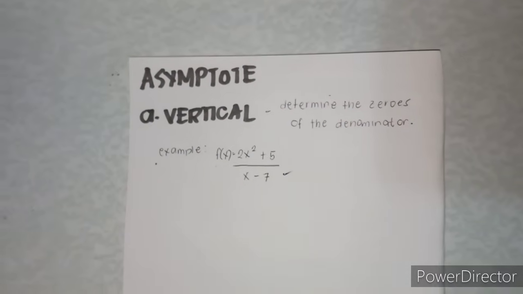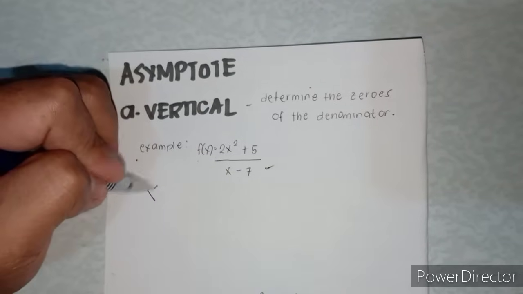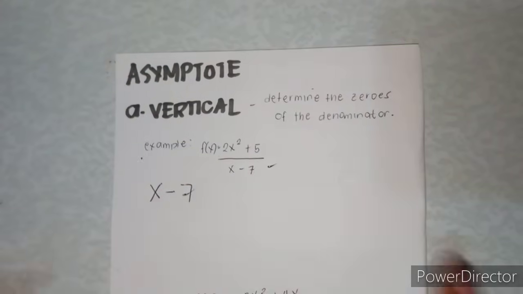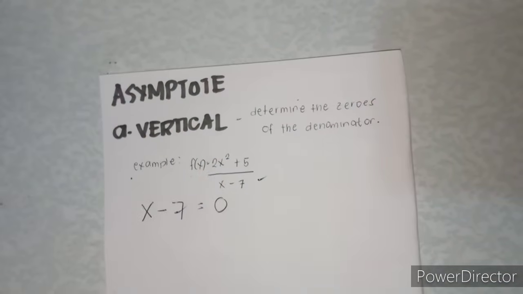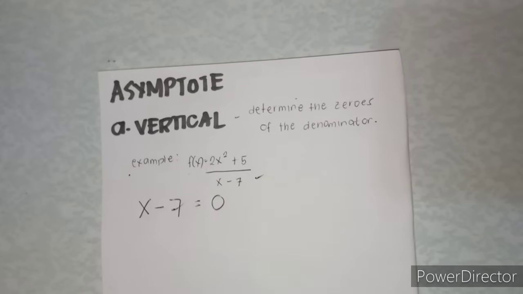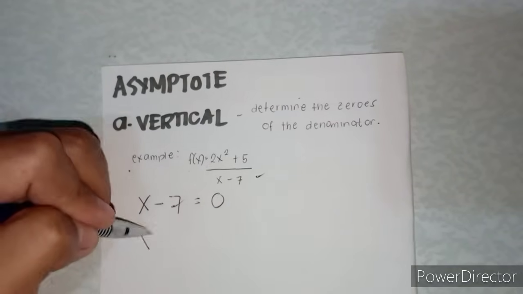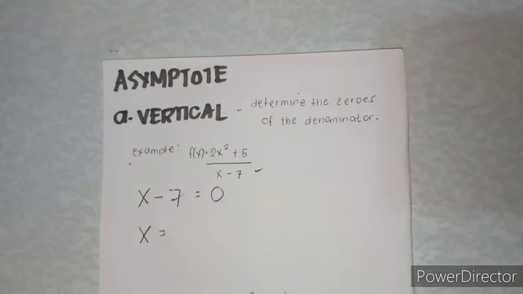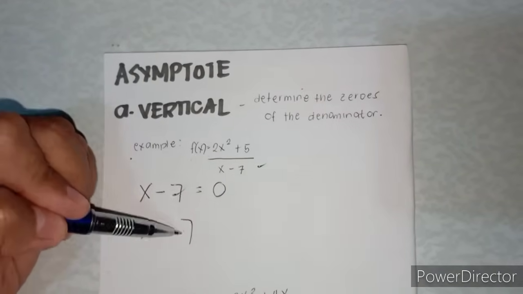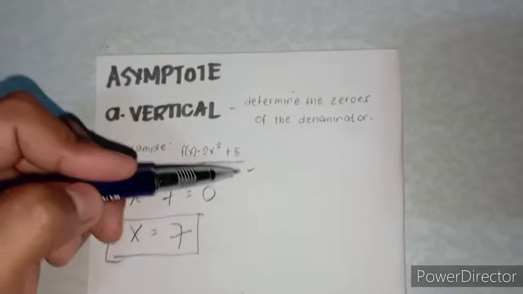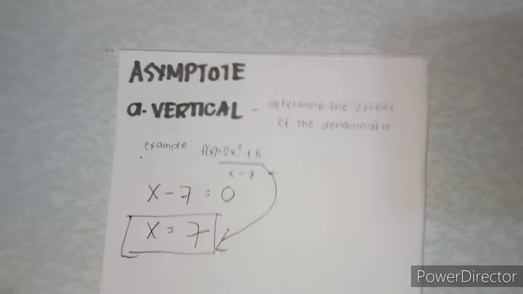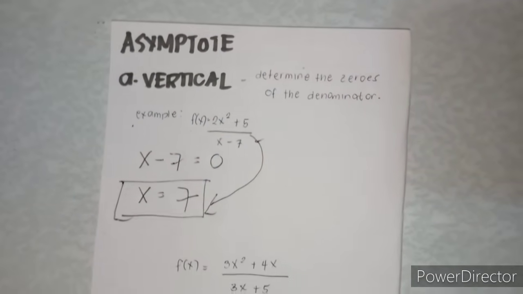So the only thing we care about is x minus 7. To determine the zeros of that, let's equate it to 0. So, x minus 7 is equal to 0. Transposing negative 7, it will become positive 7. So, the vertical asymptote of this function is 7. Did you follow, Ma'am Tintin? Yes.